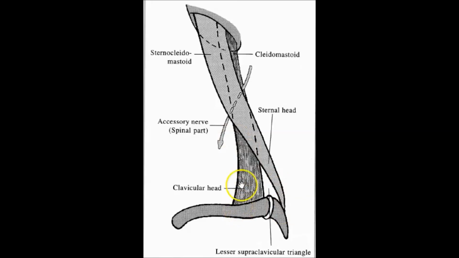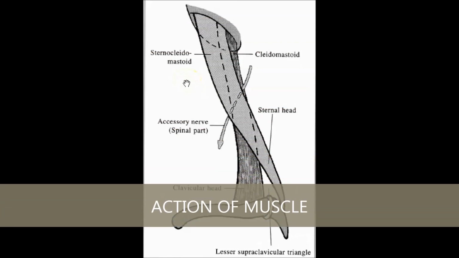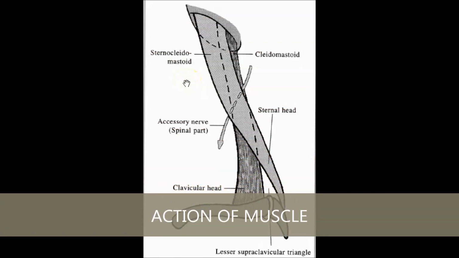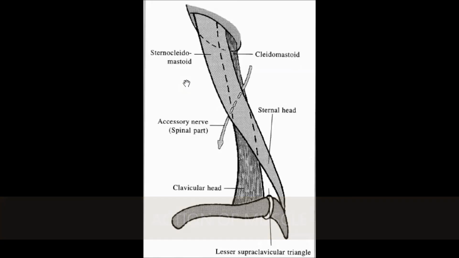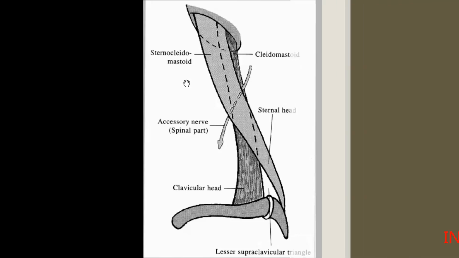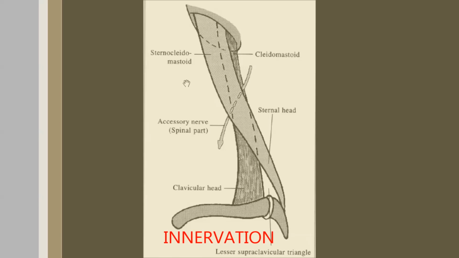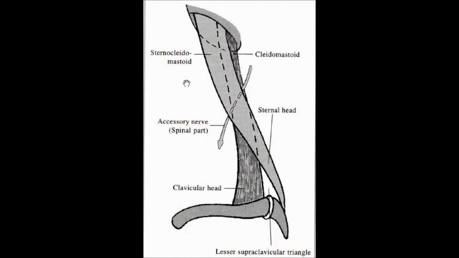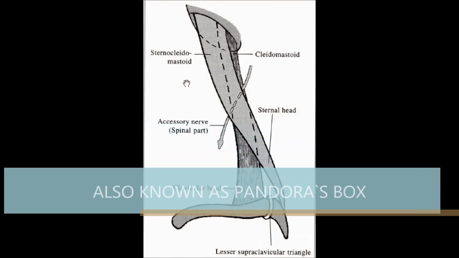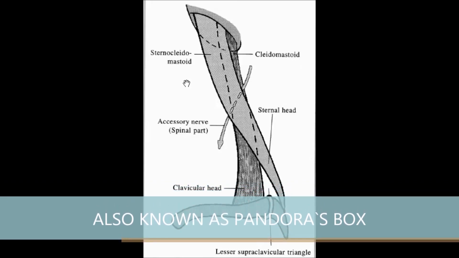Okay my friends, so what is the action of this sternocleidomastoid muscle? It rotates the head to the opposite side and helps in the flexion of your neck. It is innervated by the spinal accessory nerve. Okay, so why is this sternocleidomastoid muscle important? It is known as Pandora's box because most of the important structures of the neck are overlapped by this muscle.